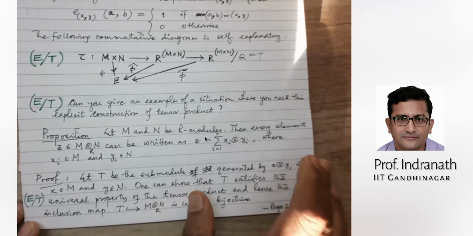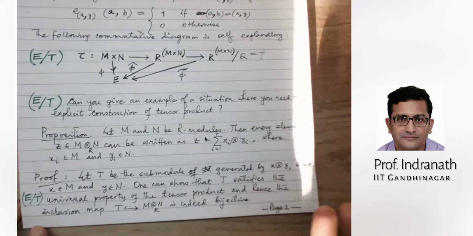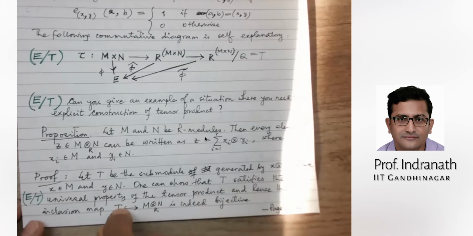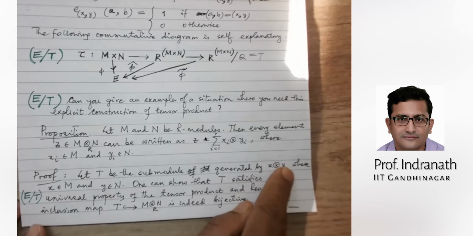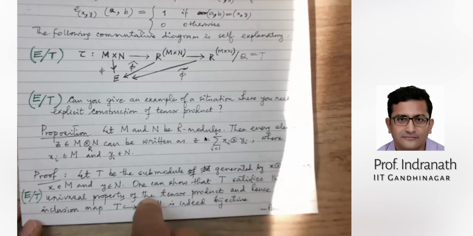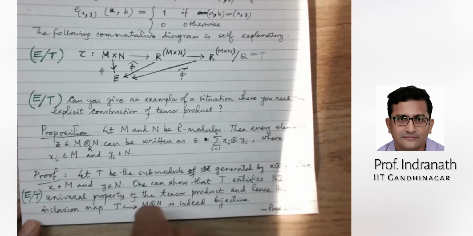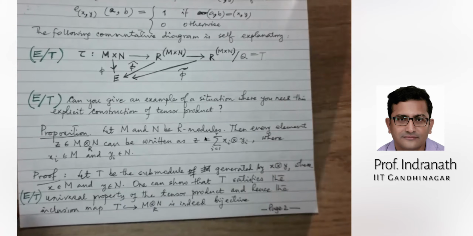But the point is, how do you show that? Well, there is a very simple way. Let me just quickly summarize it. Why don't you show that this T, the submodule generated by these x tensor y's, satisfies the universal property of the tensor product? Then you will be able to show that this is naturally an isomorphism, and therefore you have proved your result.